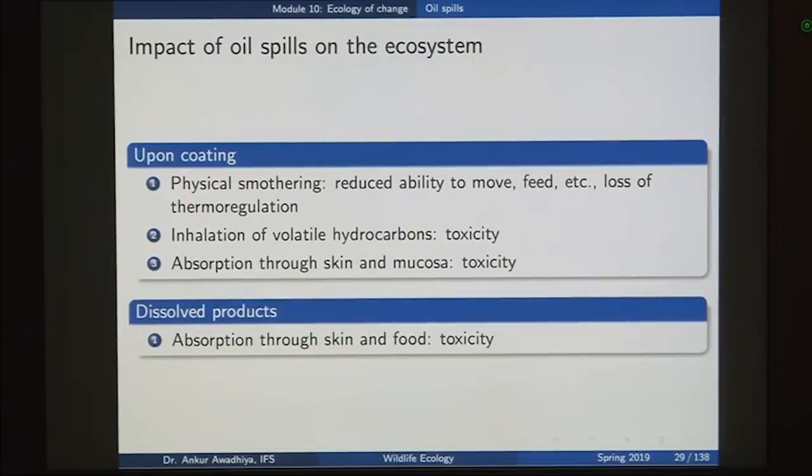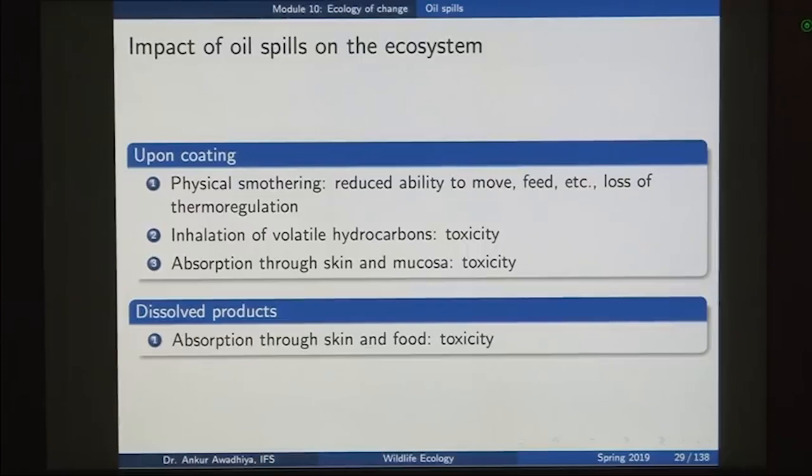Upon coating, there might be a physical smothering. Physical smothering is a process in which you are physically reducing the ability of the organism to move, to feed, etc. Also, there would be some loss of thermoregulation, because in the case of birds, they have feathers and the feathers are able to provide thermoregulation. Now, if the oil coats the surface of the feathers, they will not be able to stand upright, they will not be able to hold air on the surface of their bodies, and in that case they will lose thermoregulation. So, they will be exposed to the extremes of temperature, and they might die of hypothermia or hyperthermia. If they are exposed to cold environments, they will die of hypothermia. If they are exposed to warm environments, they will die of hyperthermia.